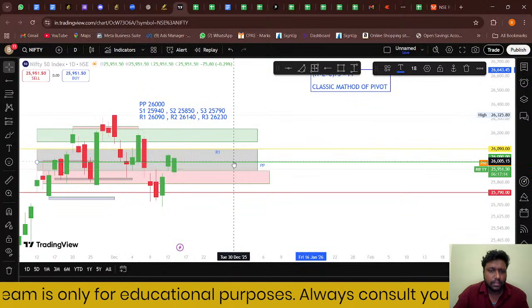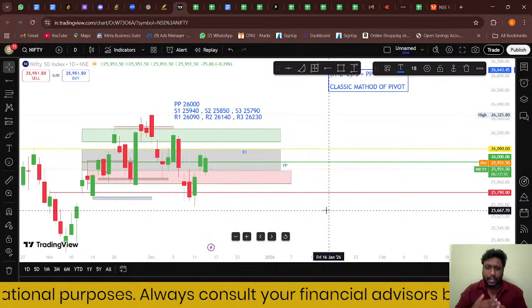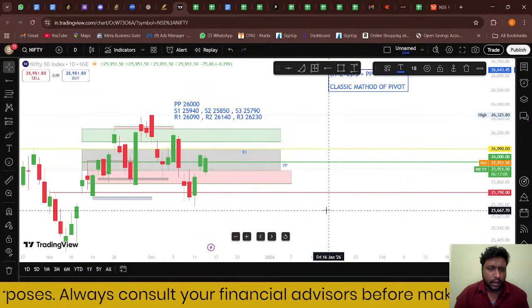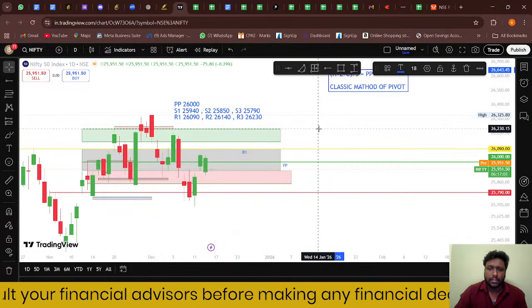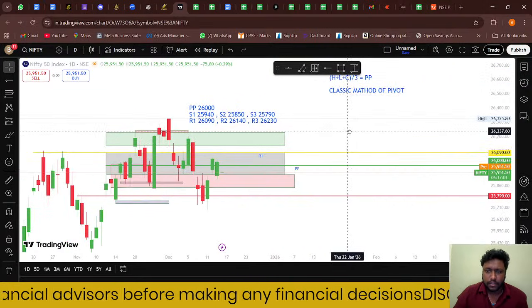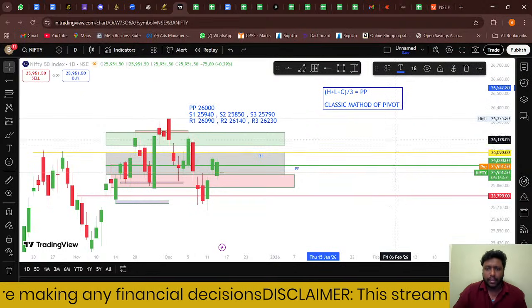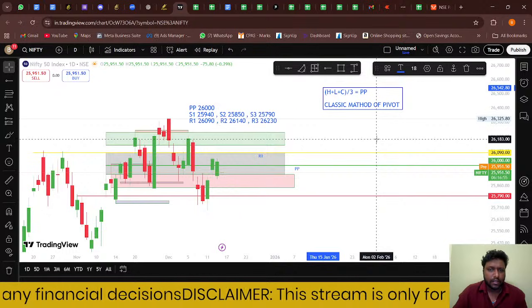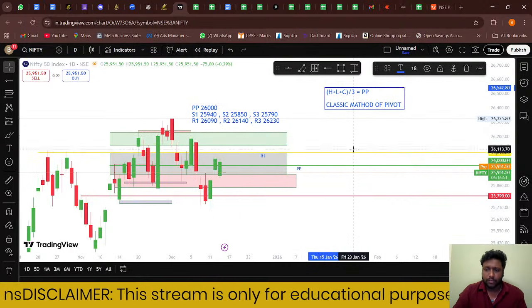And I use these levels, like I said, as an entry point, or as an SL, or as a target, or trailing SL, partial booking level. So I use these pivot levels to find all these things. For anything other than that, to validate my move or entry or direction, I go for volume and OA based zones only. So this is exactly what I do.